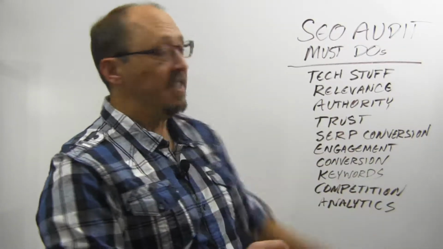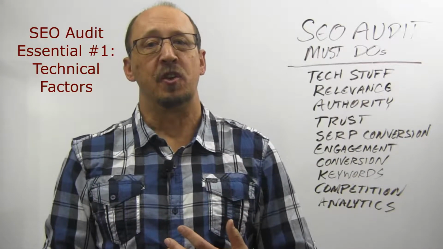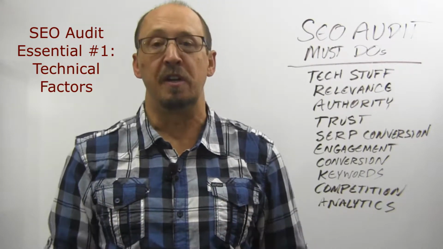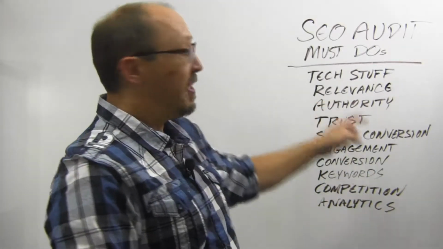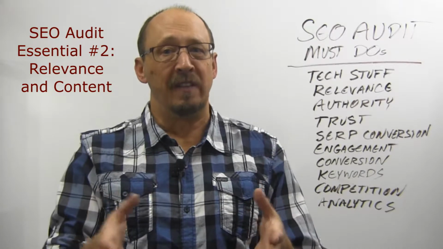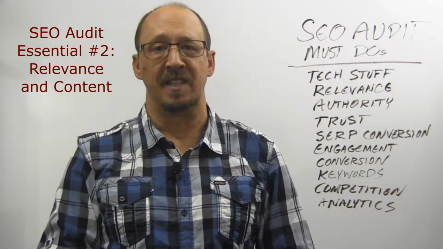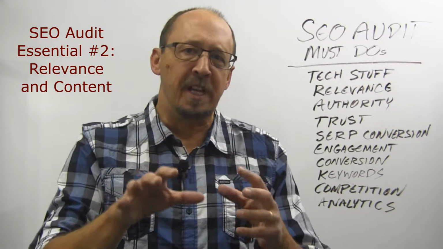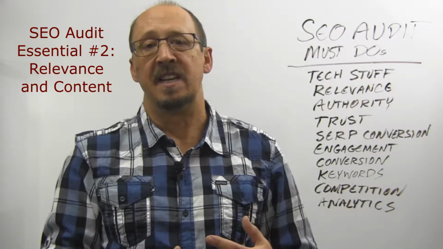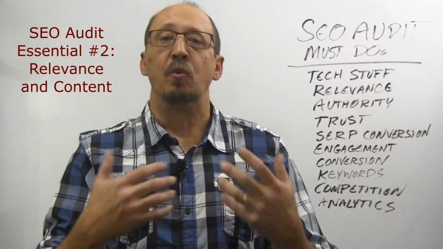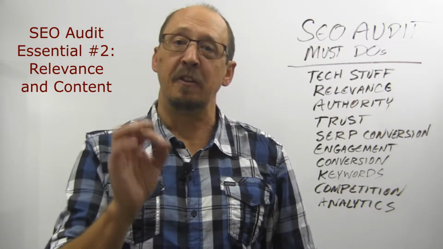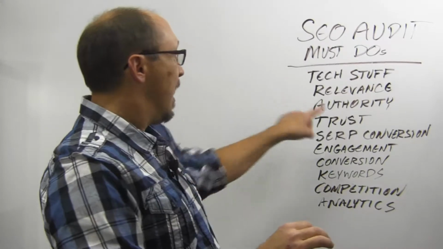Now the first is the tech stuff. An audit needs to make sure your website is search engine friendly. In other words, that it can easily be found and understood by search engines. The second area is relevance, and this has to do with your content. I often discuss the fact that relevance is one of the twin pillars of effective SEO. An audit is going to help determine if your site has enough content, the right content, and whether that content signals to Google and Bing that you're relevant to the searches that your customers and prospects are going to be conducting.